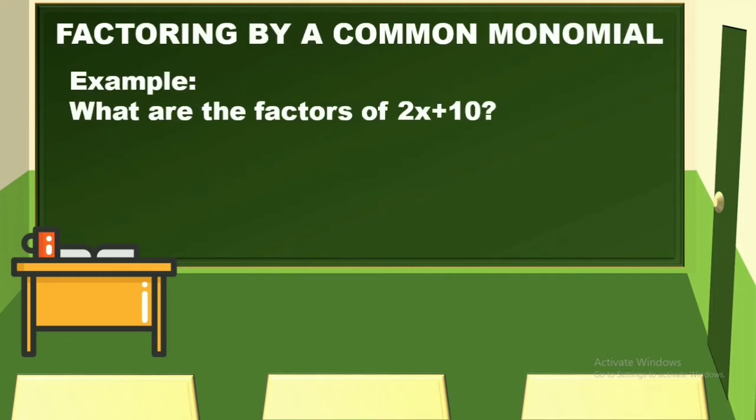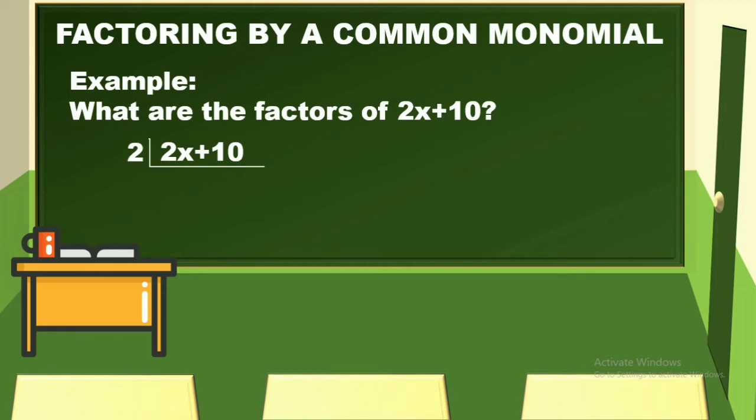Alright. Now let us apply the same concept in factoring polynomials by a common monomial. In this case, I will still use continuous division and getting the factors of 2x plus 10. So let us proceed. Let's have an elbow and let us put the expression 2x plus 10. Now let us think a number that can divide 2 and 10. What do you think? Yes, you got it. That is 2.